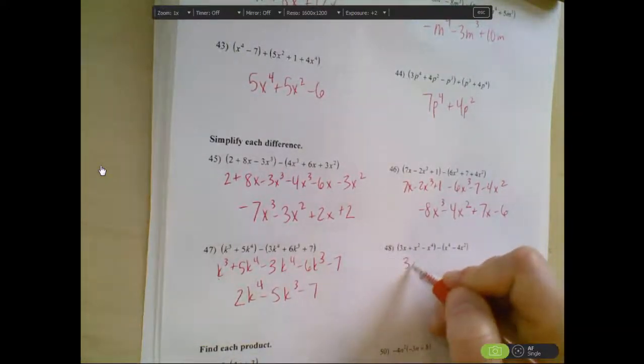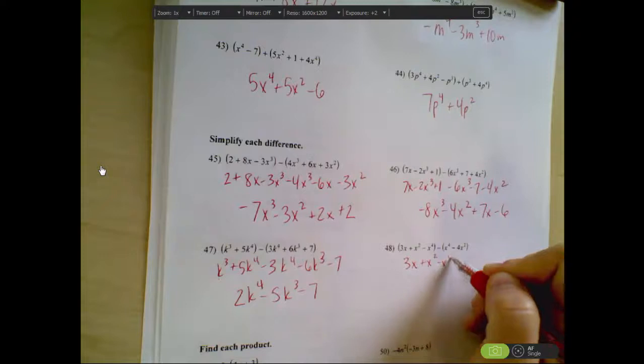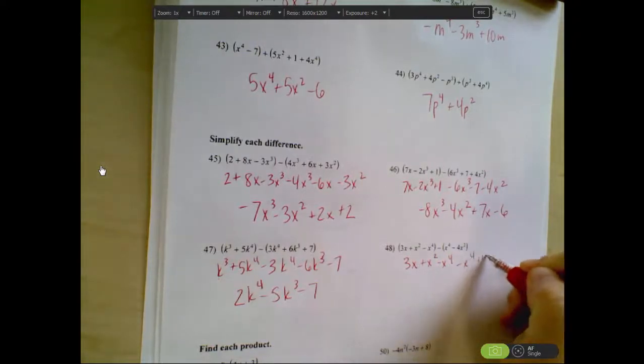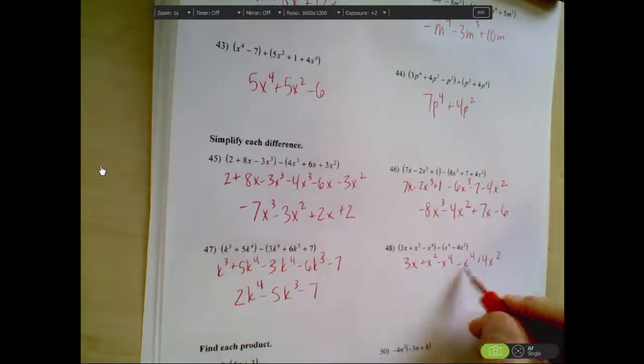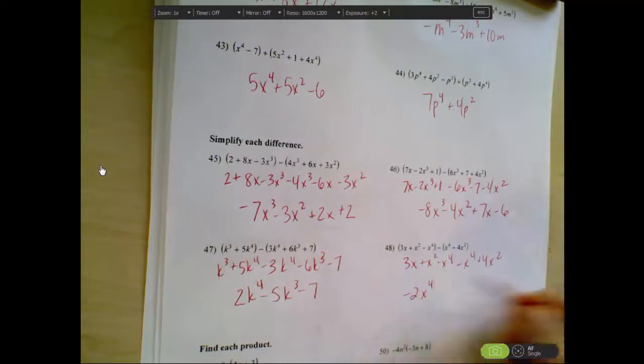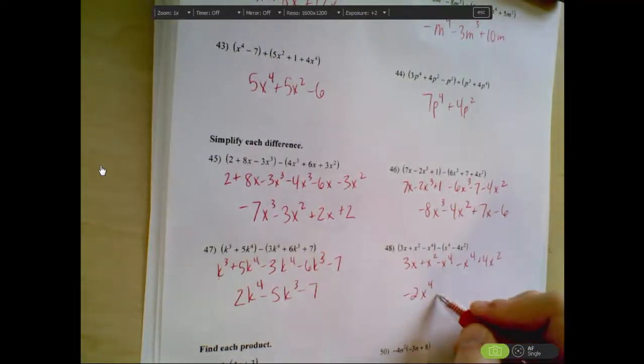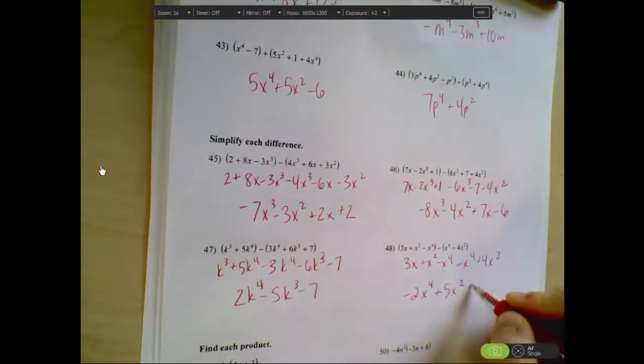Here, negative x to the 4th and negative x to the 4th is negative 2x to the 4th. 1 plus 4 is plus 5x squared plus 3x.